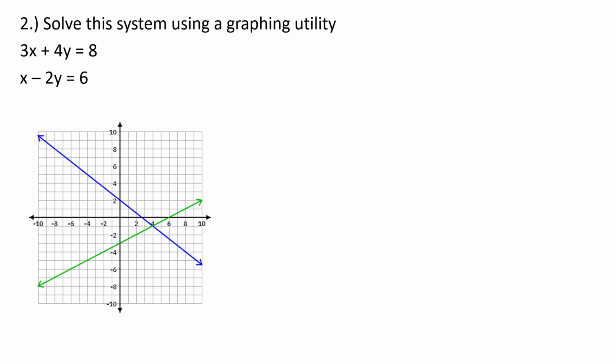These are the 2 graphs. You can just type them in as is, and they appear to intersect at the point (4, -1). And of course, we could say x equals 4, y equals -1, or you could go and check those. So we can do like a quasi quick check.